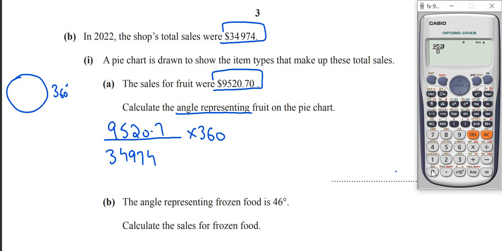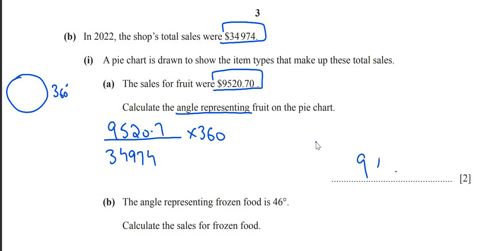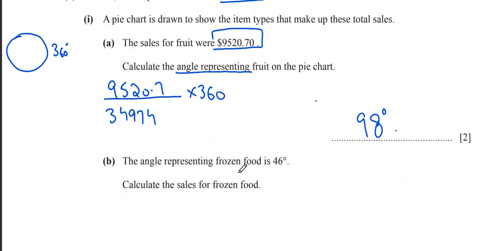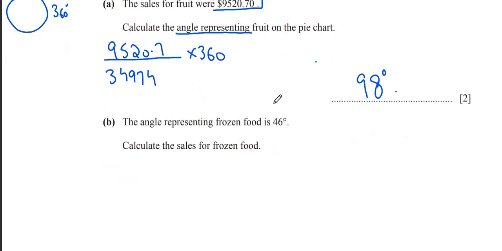So 9520.7 upon 34974 multiplied by 360. So it's 98 degrees. Next question says that the angle representing frozen food is 46. Calculate the sales for frozen food.